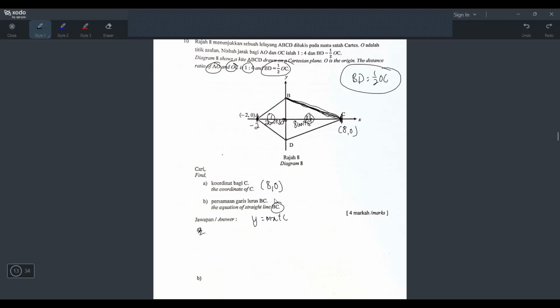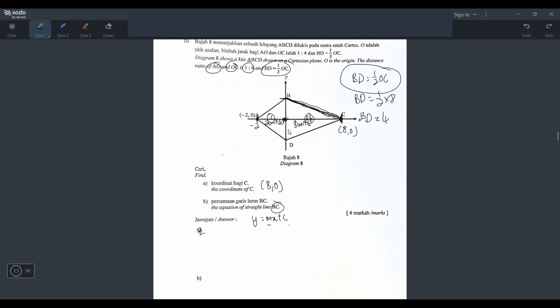So for B, it will be y equals mx plus c. But which line do they want? The BC line. So do I have the gradient of BC? Don't have. Do I have the y-intercept of BC? Don't have also. So the m and c I cannot put in, but I think I can use this information to help me. BD is half of OC. Okay, from O to C, O is here, C is here. O to C is 8 units. So I think I can find the BD distance, which is 8 divided by 2, which is 4 units.